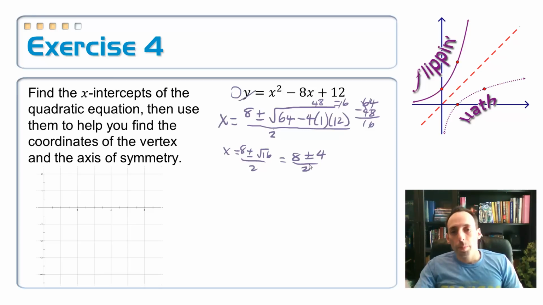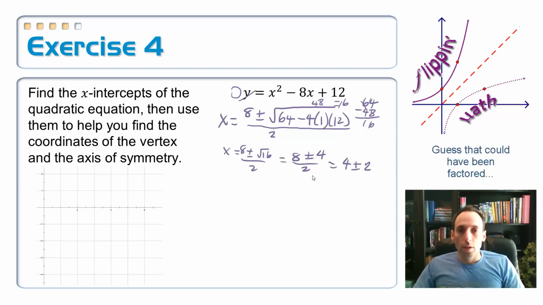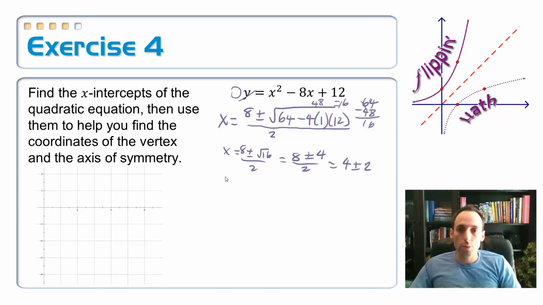And I'm going to clean this up a little bit. I'll just go ahead and divide them both by 2 since they're both even. So this is 4 plus or minus 2. Let's go ahead and add or subtract them to get the two actual values here. So I have x is equal to 4 plus 2, I've got 6, and then 4 minus 2, I have 2. So here are my two x-intercepts.